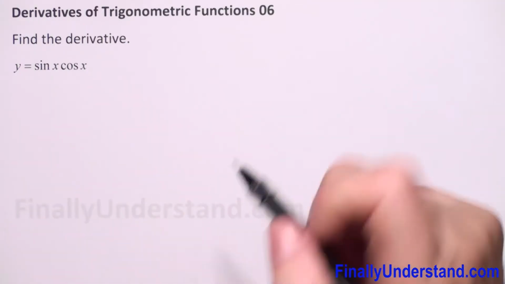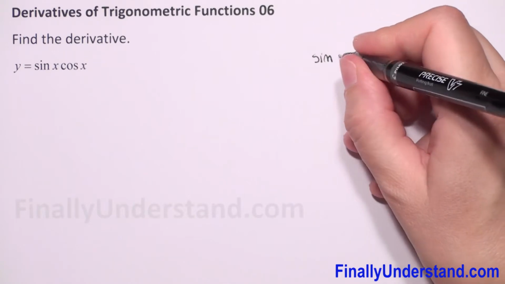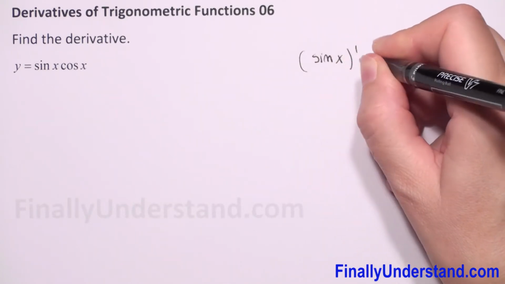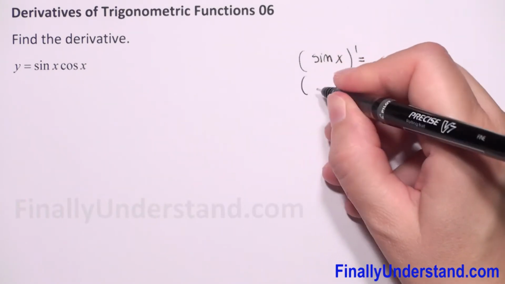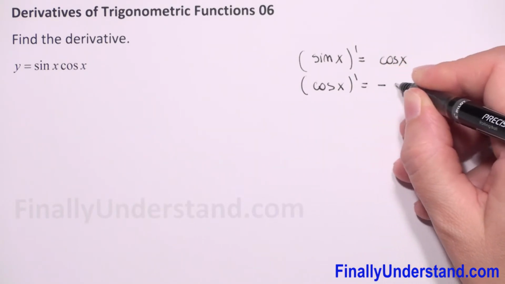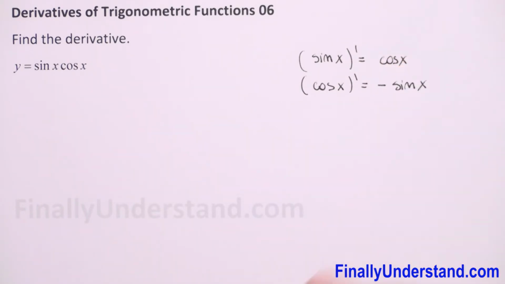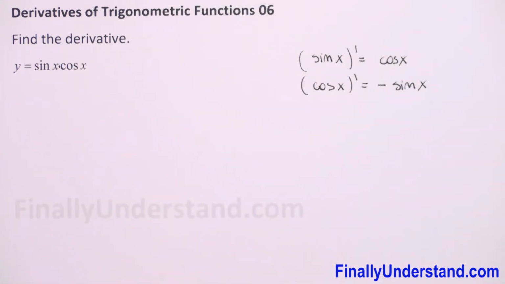We have to find the derivative of sine x times cosine x. First, let me remind you that the derivative of sine of x is equal to cosine of x, and the derivative of cosine of x is negative sine of x. Next, we see that we have multiplication here, so we have to use the product rule to find this derivative.